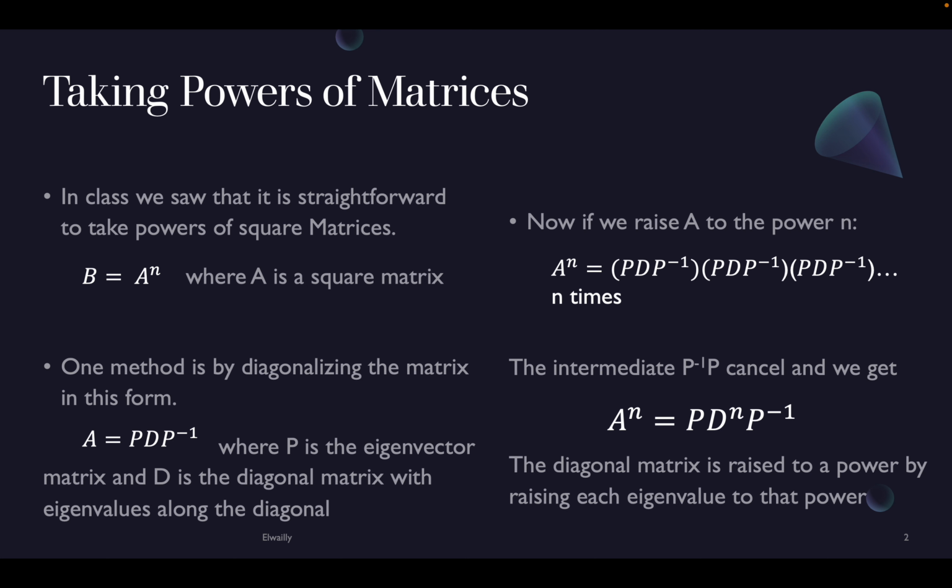So, taking powers of matrices. In class we saw it's straightforward to take powers of square matrices, such as A to the n, where n is a scalar. One method of making this easier is by diagonalizing the matrix. So A = P D P inverse, where P is the eigenvector matrix and D is the diagonal matrix. If we raise A to the power of n, we simply have (P D P inverse) to the n. And as you can see, all the P's will cancel except for the first and last, and you get P D to the n P inverse.